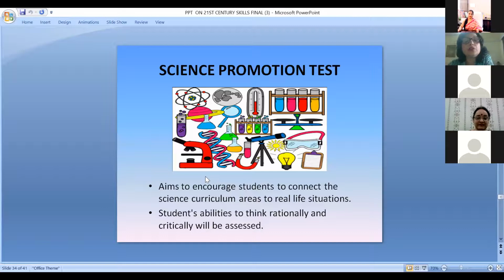Then the science promotion test is also being conducted by CBSE, which aims to encourage students to connect the science curriculum areas to real life situations, and students' ability to think rationally and critically will be assessed. So here also the science promotion test helps the students to develop their thinking skills.